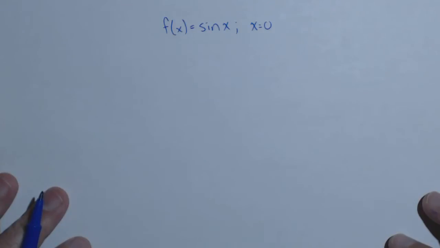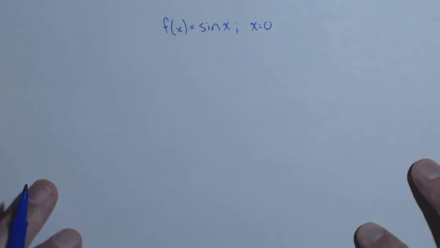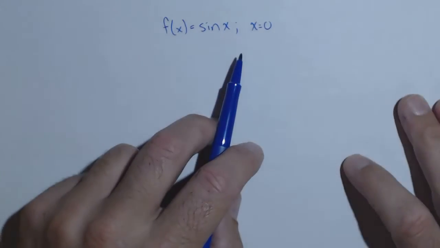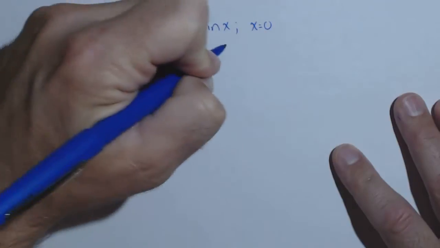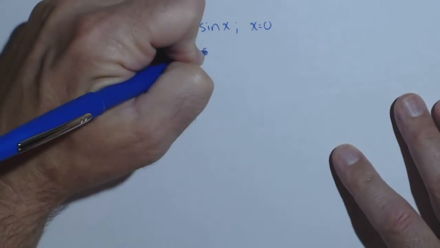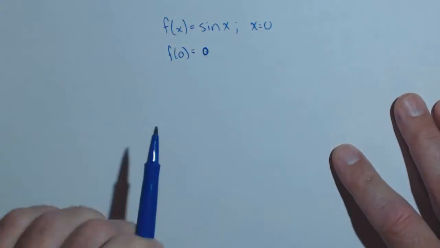In this video, we're going to look at how to find the nth degree Taylor polynomial for sine of x centered about 0. Very first thing you do, calculate your function at 0, see what that value is. Sine of 0 is 0. So there's not going to be a constant term on this.